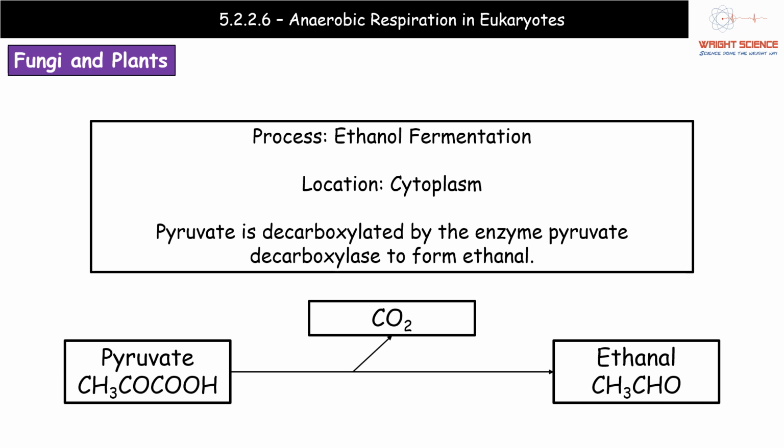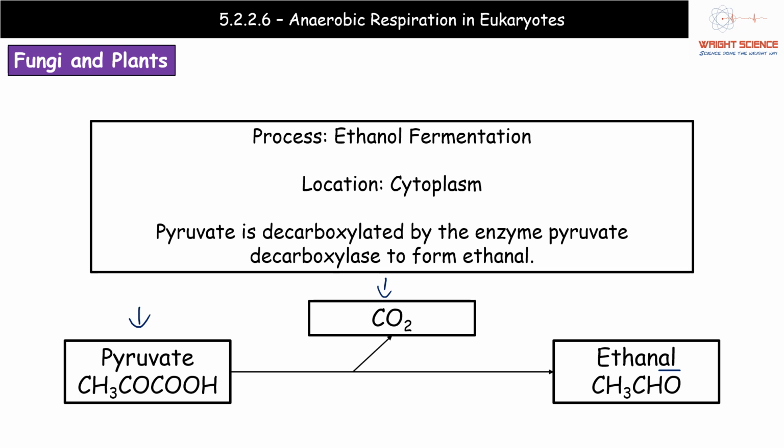Let's start off with the fungi and plants then. So we're talking ethanol fermentation first of all, and this is going to take place in the cytoplasm of the cells. Now what we see happening here, remember, is we've had glycolysis take place, and therefore we do have our pyruvate. Now pyruvate is then going to be decarboxylated. So remember, decarboxylation is where we're going to end up removing the carbon dioxide here. So it gets decarboxylated to form ethanal. Go careful with the ending.